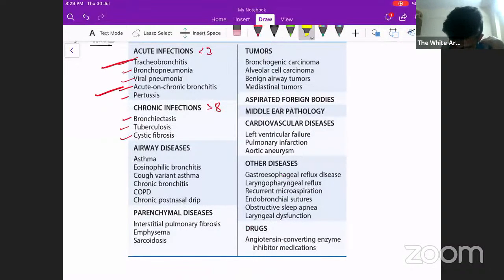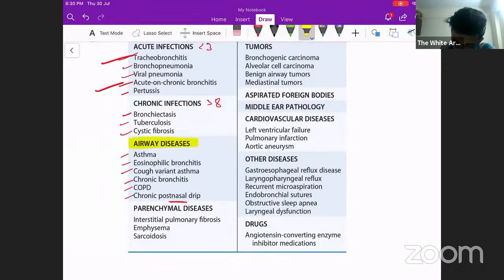So next, let's look into airway diseases. What can be the causes? Asthma, eosinophilic bronchitis, cough variant asthma, chronic bronchitis, COPD, and chronic postnasal drip. Postnasal drip can be again because of any ENT pathology like sinusitis, rhinitis, nasopharyngitis. All those things can cause a postnasal drip, or a nasal polyp, any of this.